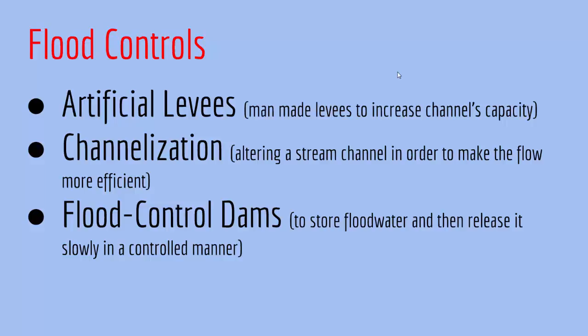Finally, we have flood control dams, and that is to store floodwater and then release it slowly in a controllable manner. When you have excessive water and you control it and then release it in an efficient manner that is not devastating, then that is flood control dams. So these approaches can control floods and can prevent disasters from occurring.